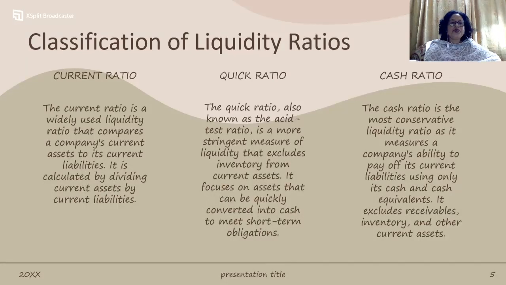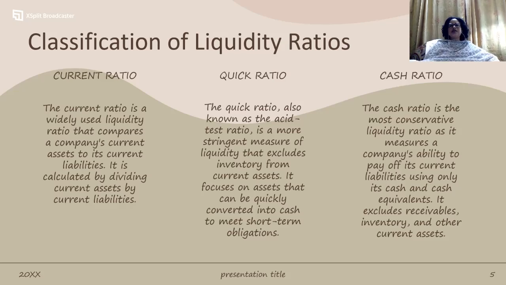Liquidity ratio, just a recap of that. Your current ratio: the current ratio is a widely used liquidity ratio that compares a company's current asset to its current liabilities. It is calculated by dividing current asset by current liabilities. Simple, current asset by current liabilities, that is the current ratio.